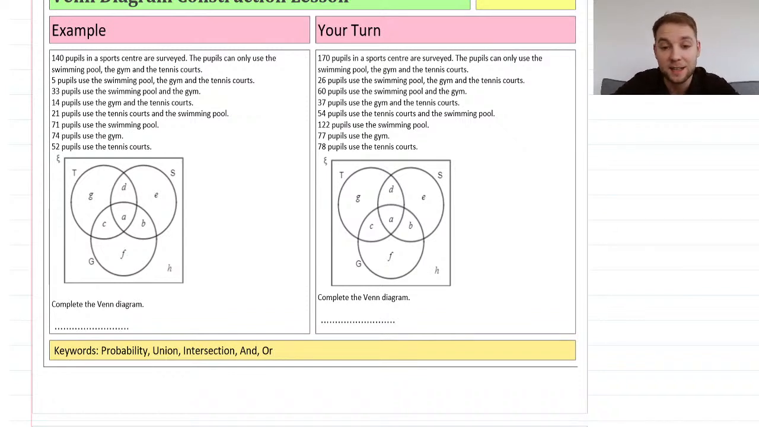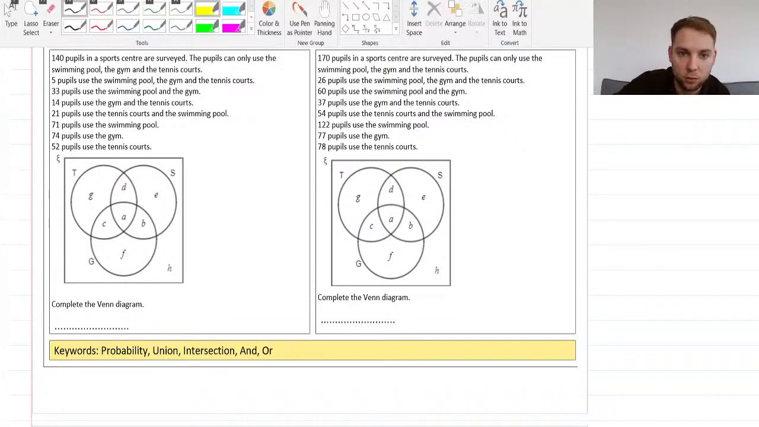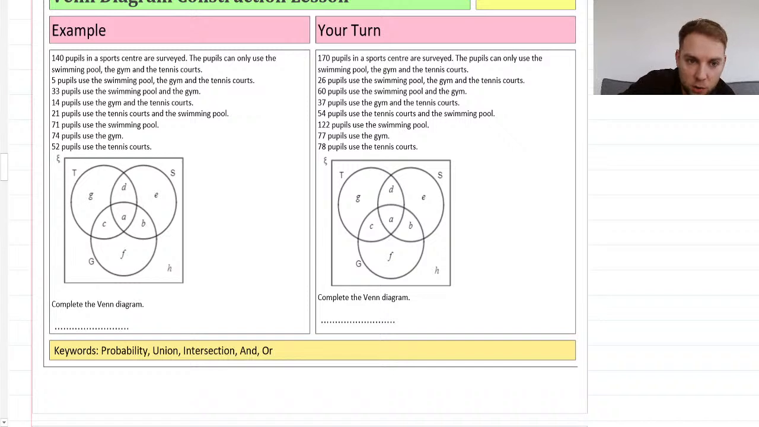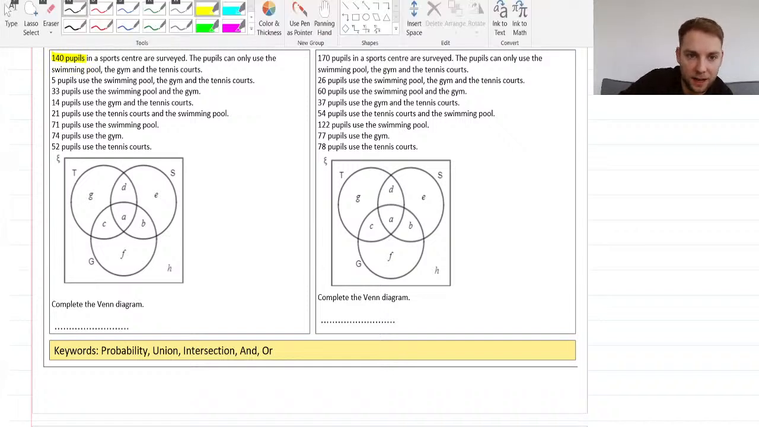Now, the trick is, as I always said, it's always from starting in the middle and working your way out. So let's have a look at this one on the right here. So I'm just going to highlight some of this. So 140 pupils. It's probably worth getting this down in your notes as example 1. It's quite a lot to get down as well.